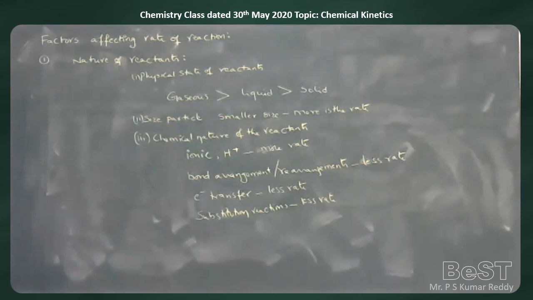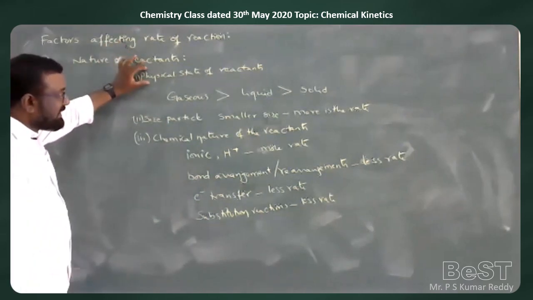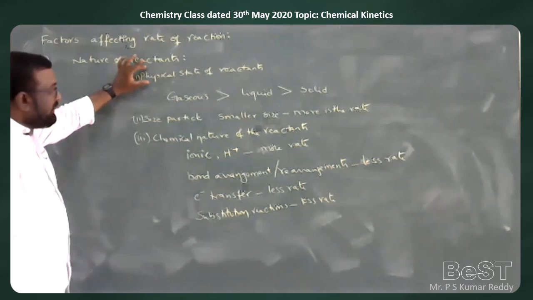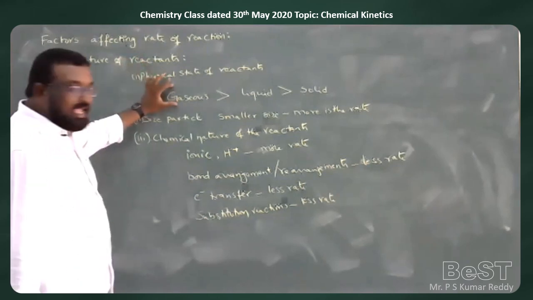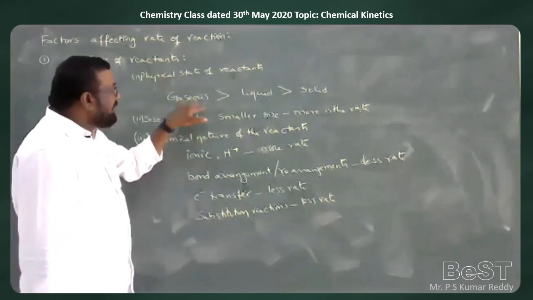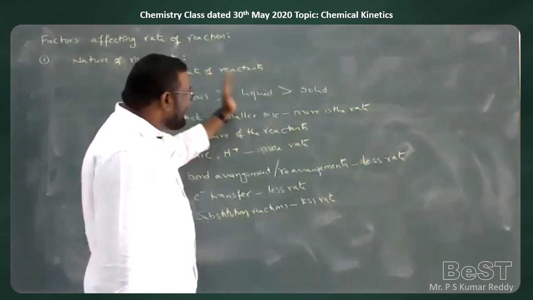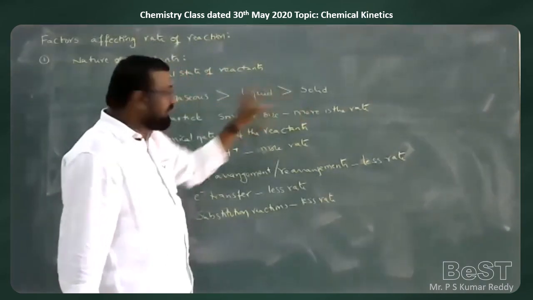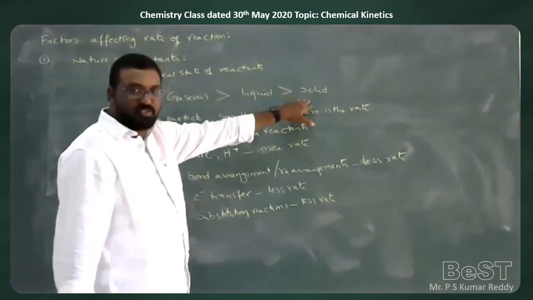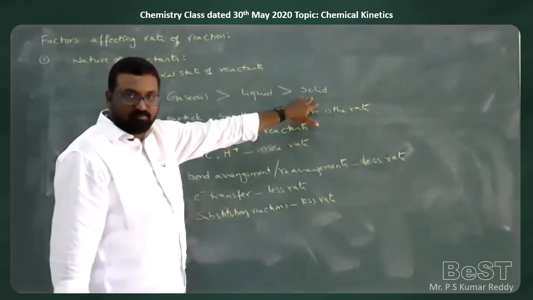So all these are related to the nature of the reactants. Nature of the reactions with respect to the physical state of the reactants. If the reactants are in the gaseous phase, their rate of reaction will be more. It decreases as the phase changes from gaseous to liquid, and liquid to solid. In the solid phase, they will have a lower rate of reaction.